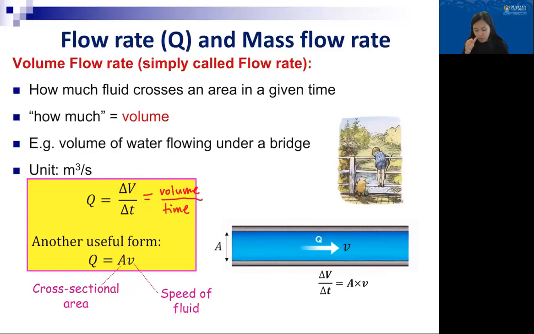In terms of the unit for flow rate, because the basic definition of flow rate is the volume of fluid that crosses per given time, the unit will therefore be based on the unit for volume. So the unit for volume is cubic meter, and the unit for time is seconds, and therefore the unit for flow rate is cubic meter per second.